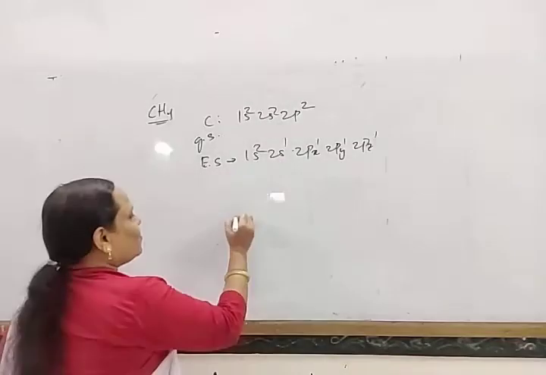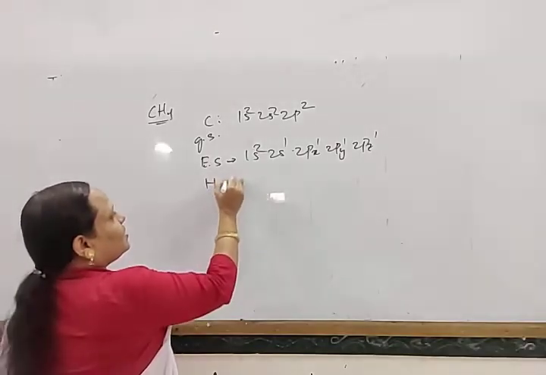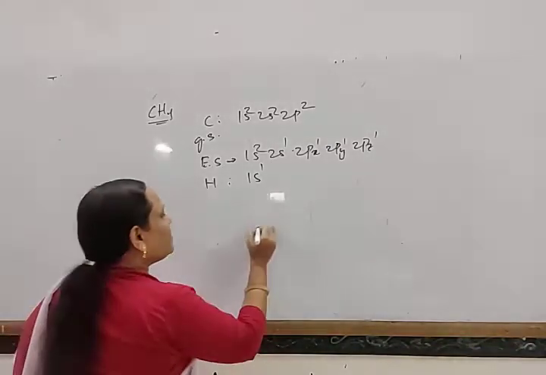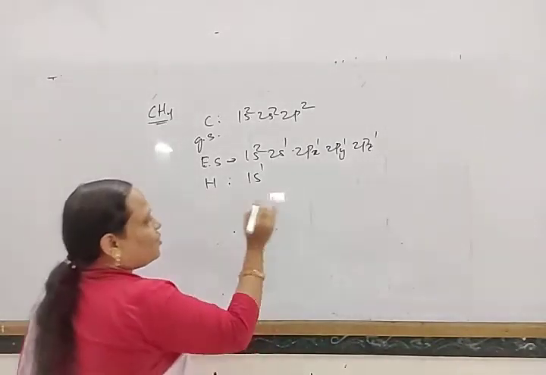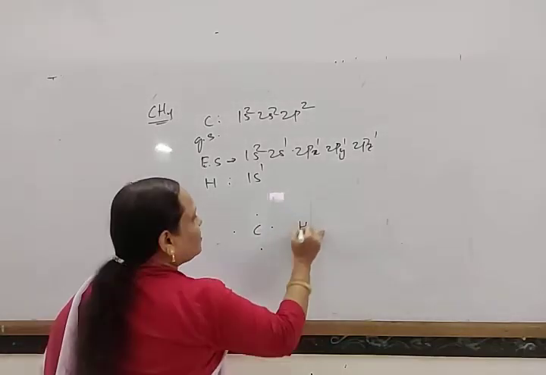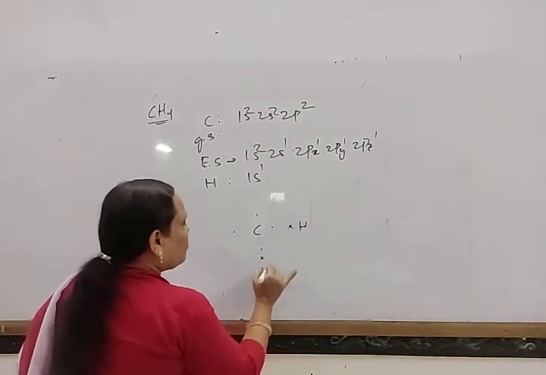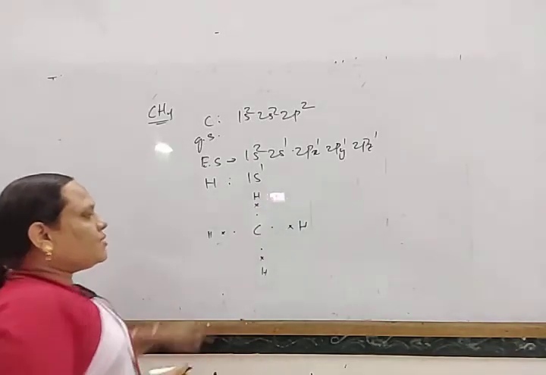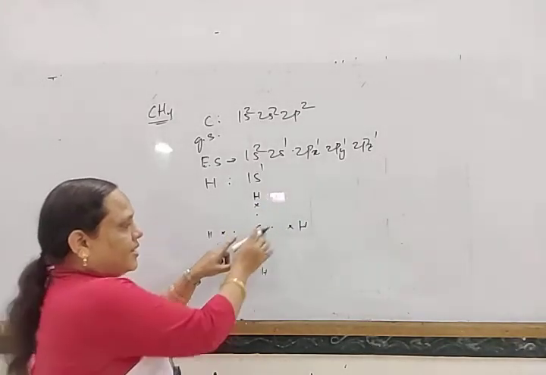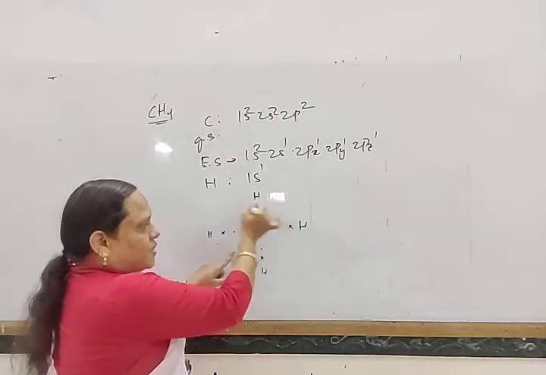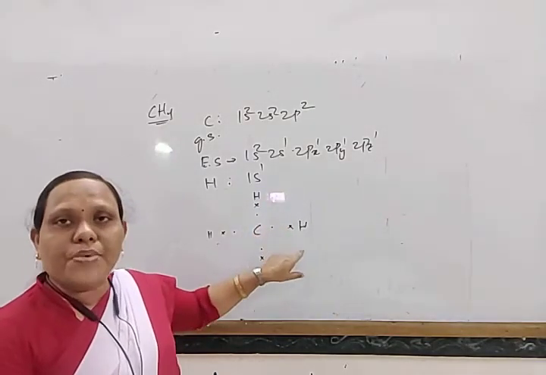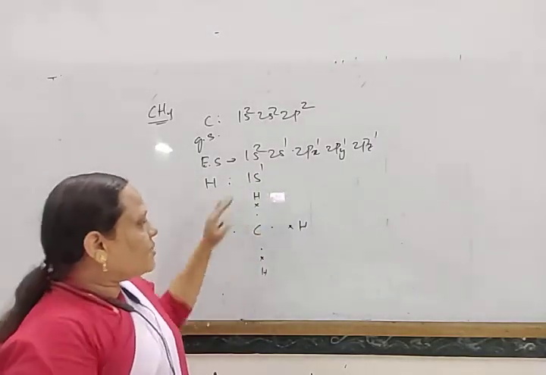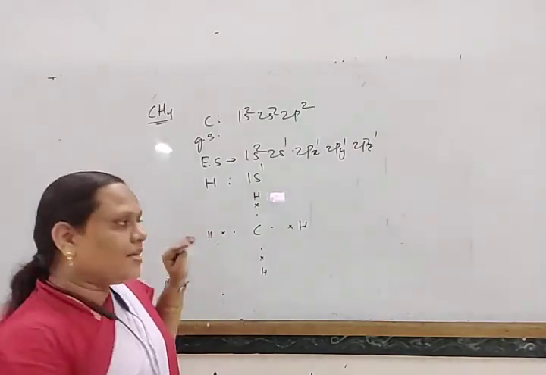The carbon has 4 unpaired electrons and hydrogen has 1s1, 1 unpaired electron. So carbon is surrounded by 4 electrons and hydrogen by 1 electron. In this way, the carbon in CH4 is surrounded only by bond pair electrons. So its shape becomes tetrahedral. It has a regular geometry.